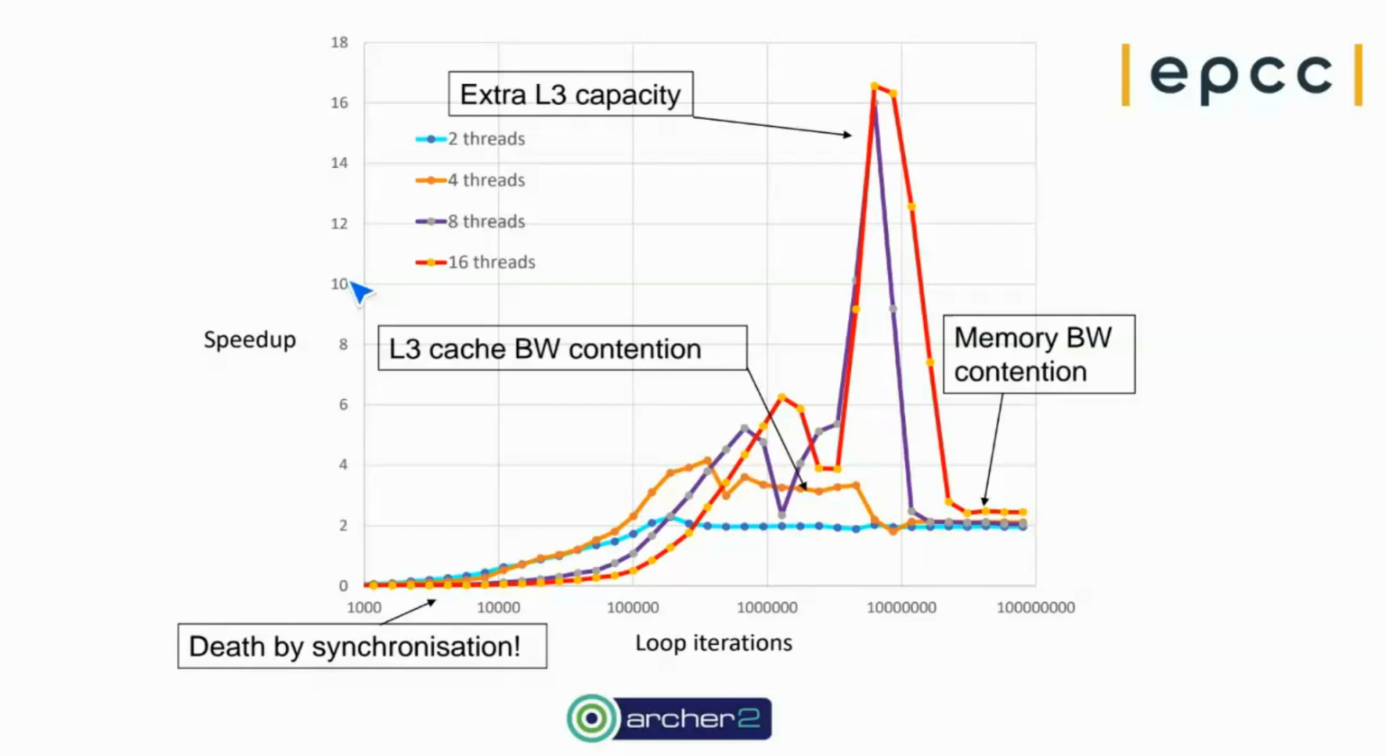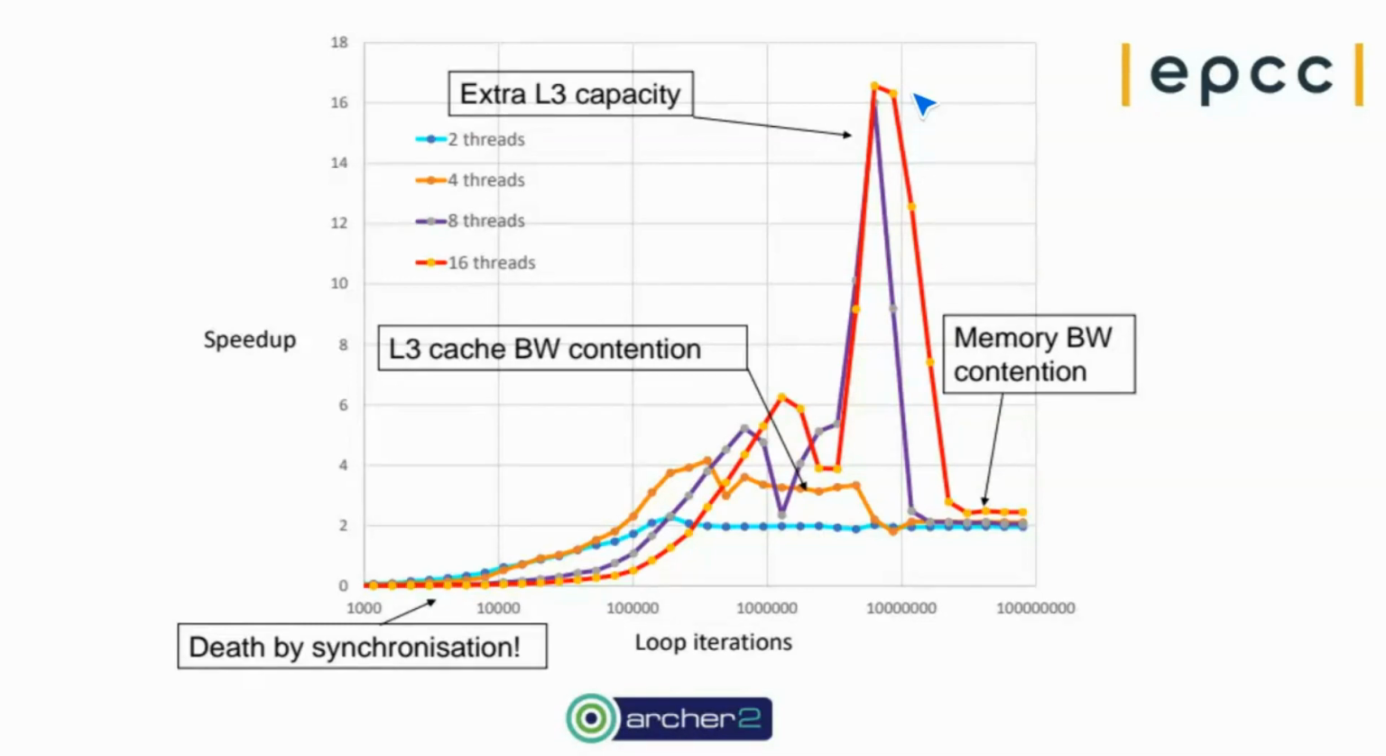And again, we see not much more than 2 times speed up. And then we see something fairly similar for 16 threads as well. In this case, the spike is slightly broader because we've now got 4 L3 caches to utilize rather than just 2. But apart from that, again, eventually we run out of L3 cache to use, and we end up with something like 2.5 times speed up.